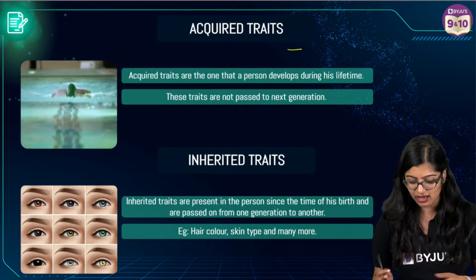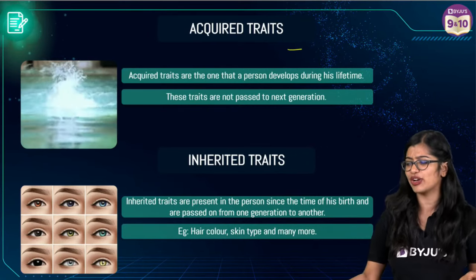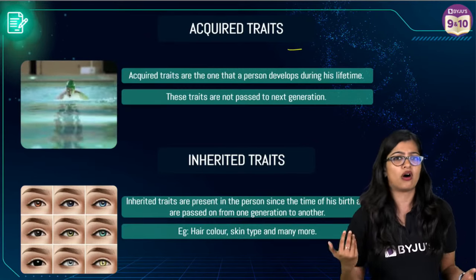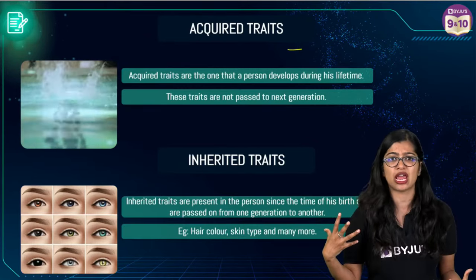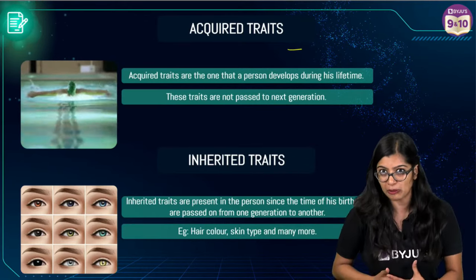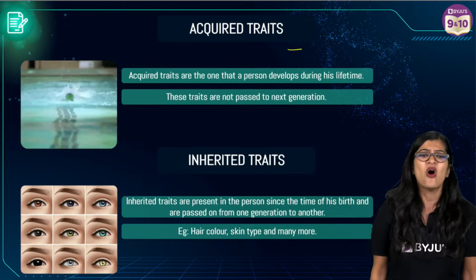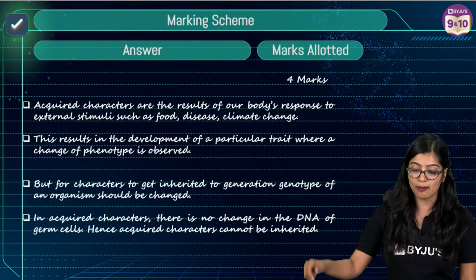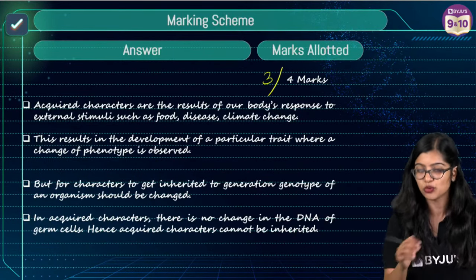So swimming, learning of characteristics that are there. For example, like I told you, right? If there's a scarred chin, or a change in body shape, like you become muscular, or you become thinner, or you put on some weight, all these things are acquired traits, right? So it will come for 3 to 4 marks.